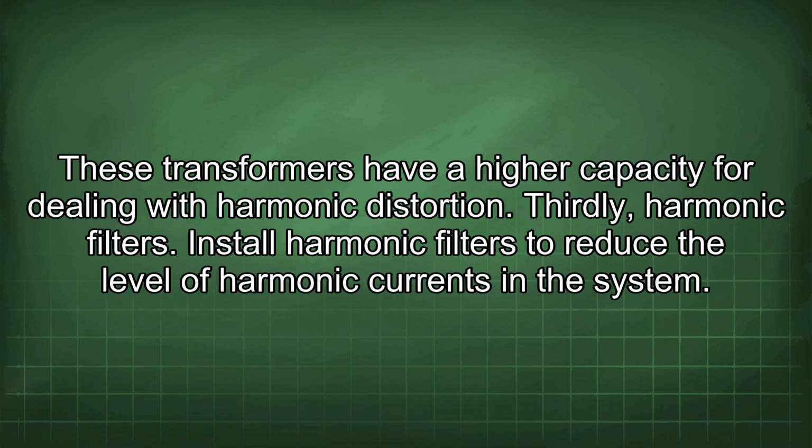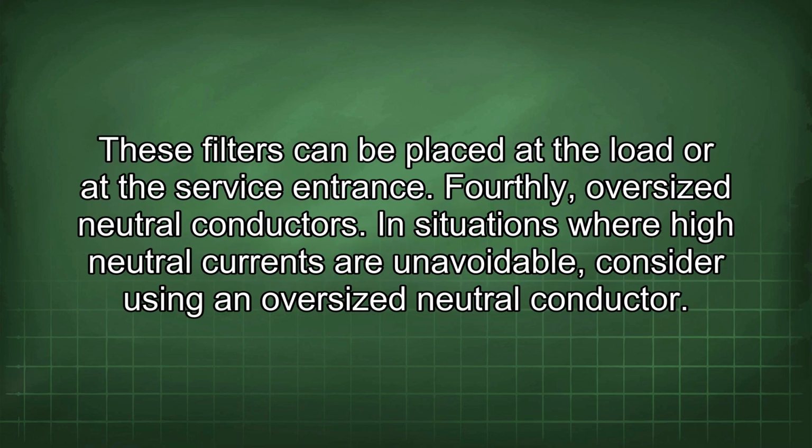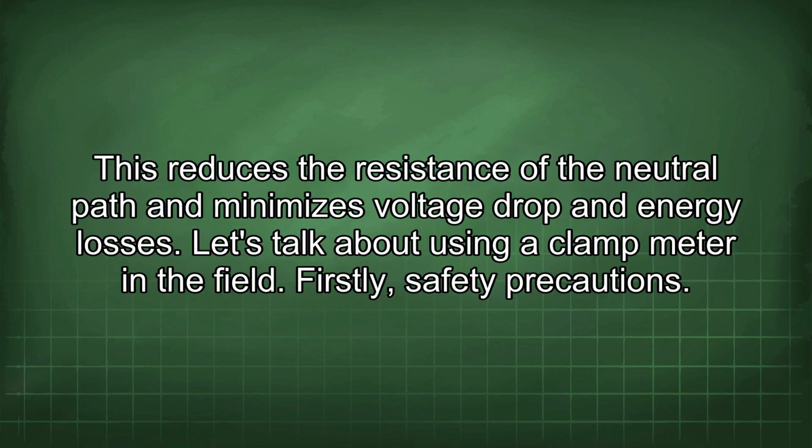Thirdly, harmonic filters. Install harmonic filters to reduce the level of harmonic currents in the system. These filters can be placed at the load or at the service entrance. Fourthly, oversized neutral conductors. In situations where high neutral currents are unavoidable, consider using an oversized neutral conductor. This reduces the resistance of the neutral path and minimizes voltage drop and energy losses.